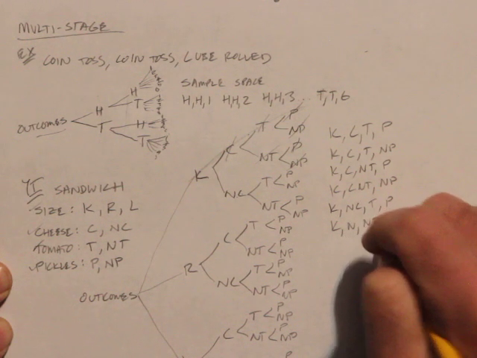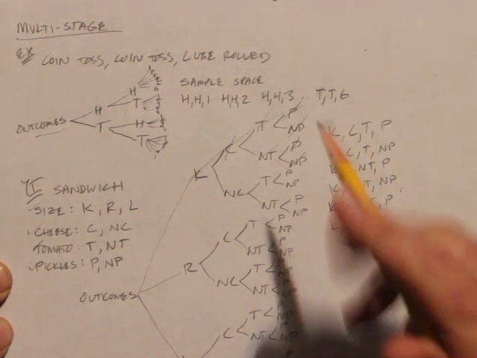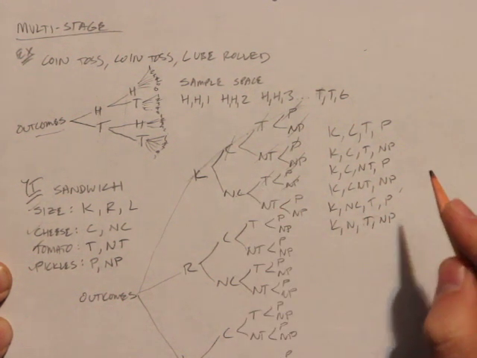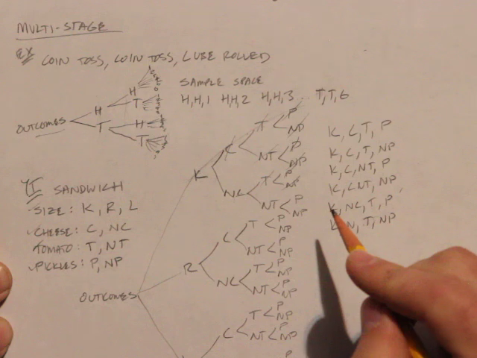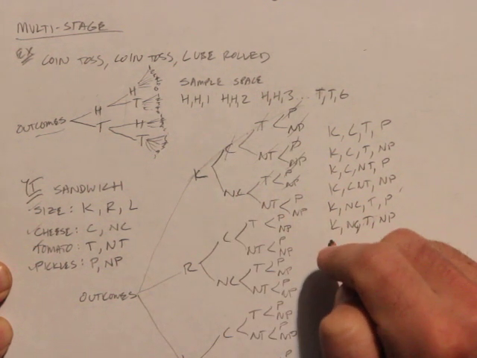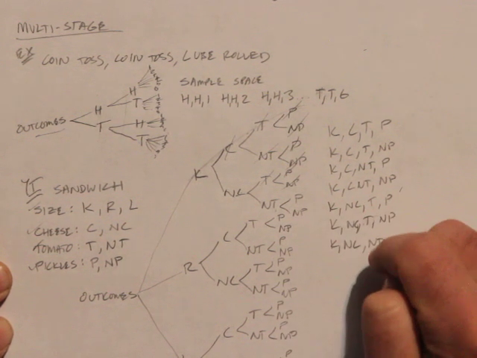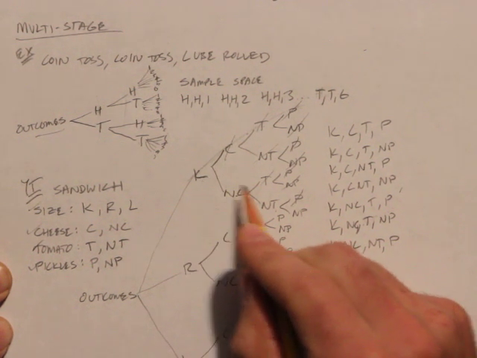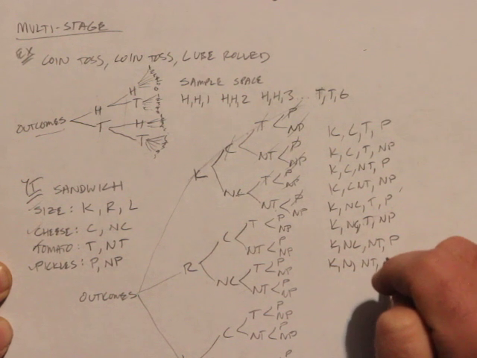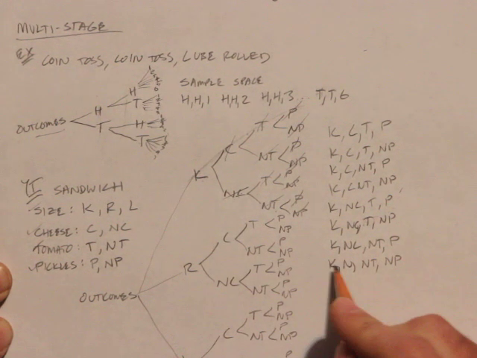Sorry. It's very helpful to cross off what you've done. Kids, no cheese, no tomatoes, pickles. Kids, no cheese, no tomatoes, no pickles. Now I've done those, so I've done all of the kids.